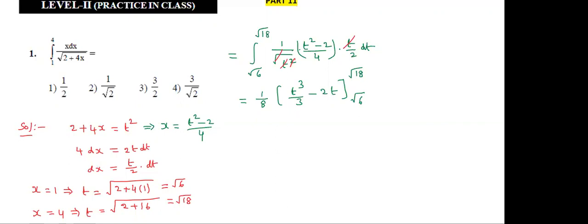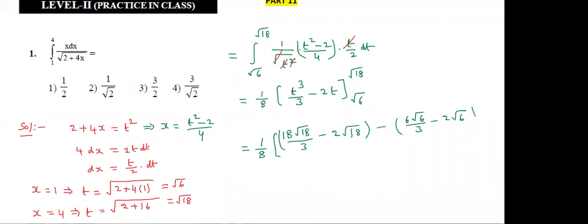So here substitute the limits. First I am going to substitute the upper limit. Root 18 whole cube means 18 root 18 divided by 3 minus 2 root 18. This is the upper limit, minus the lower limit: 6 root 6 divided by 3 minus 2 root 6. Observe the calculation. 3 2s are 6, so this completely goes to 0.